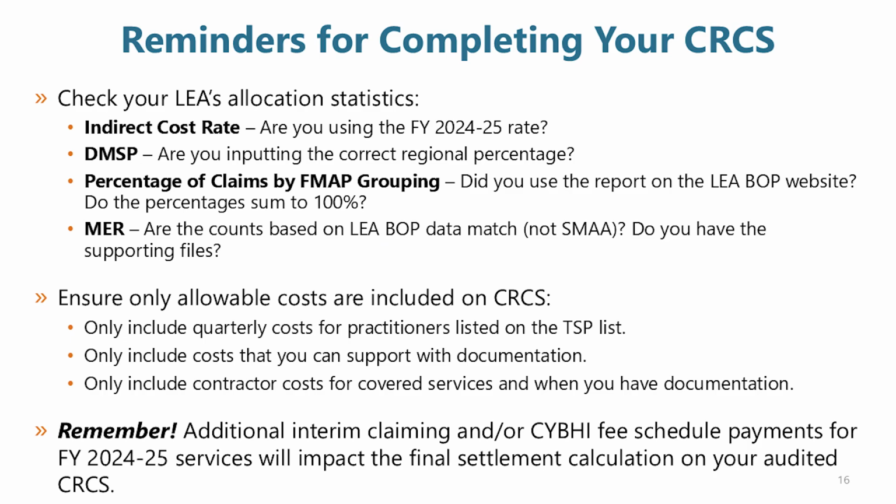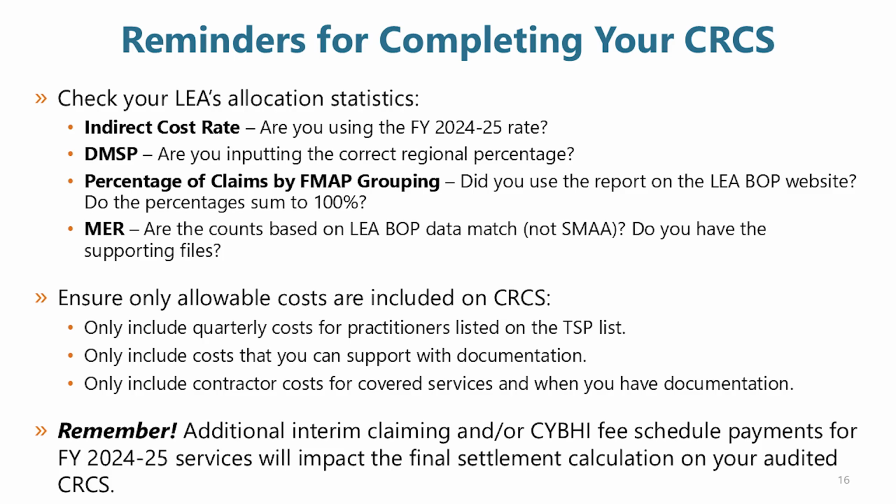And so hopefully everyone is feeling more confident after today's training and is ready to start completing the CRCS once everything is published. Here are just a few reminders as we move forward, starting with checking your LEA's allocation statistics. So first, check to ensure you are using the correct year when reporting your indirect cost rate. For the report that is due March 2nd, the LEA will use the fiscal year 2024-25 approved indirect cost rate.